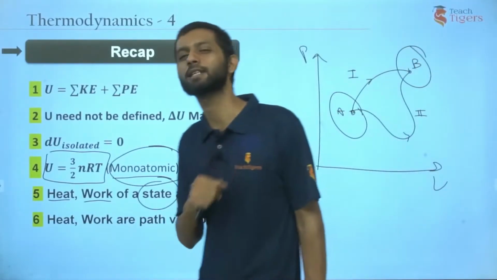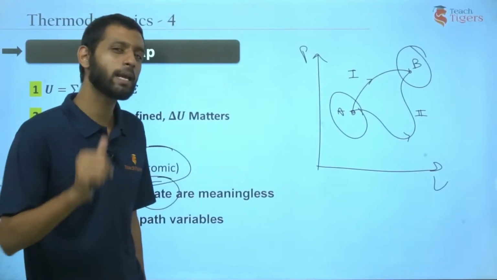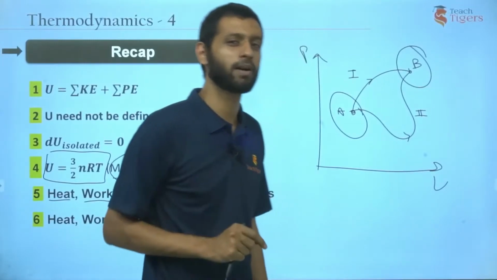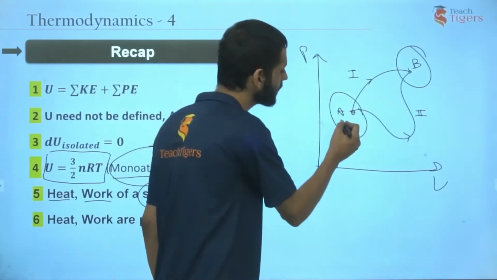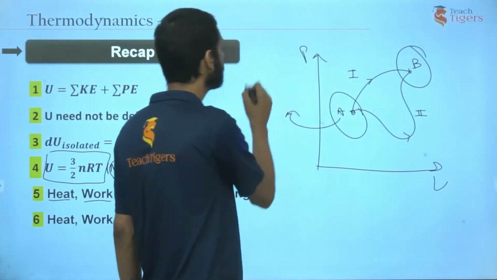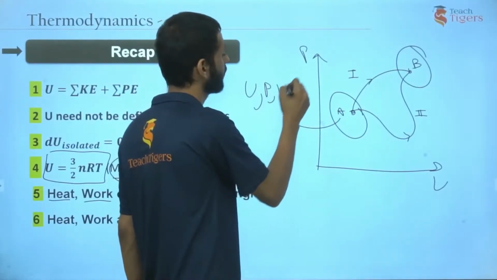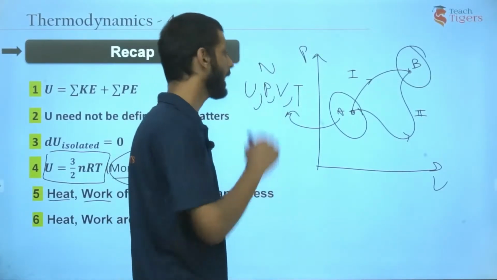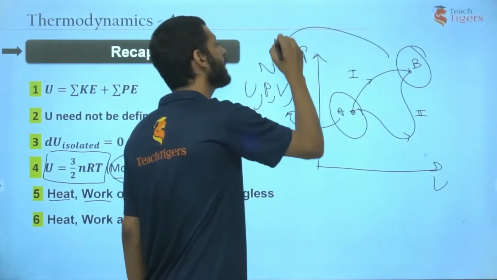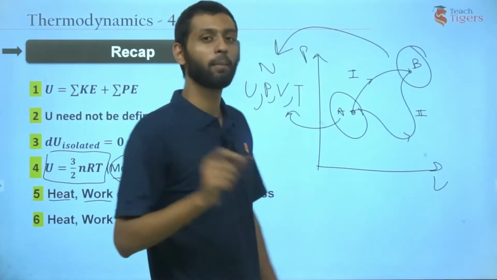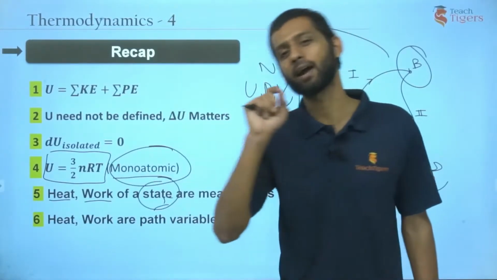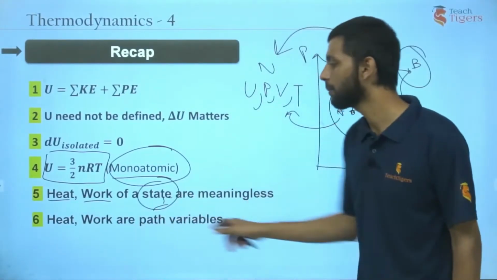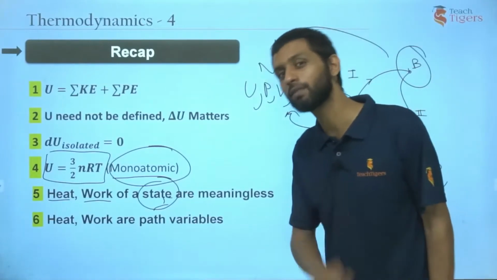Unlike internal energy, unlike pressure, unlike volume, unlike temperature, unlike number of particles. I can define all those things for state A. I can define U, I can define pressure, I can define volume, I can define temperature, I can also define number of particles. I can do the same for B, but I can't define heat, I can't define work for state A and state B because heat and work are path variables. They are not state variables.